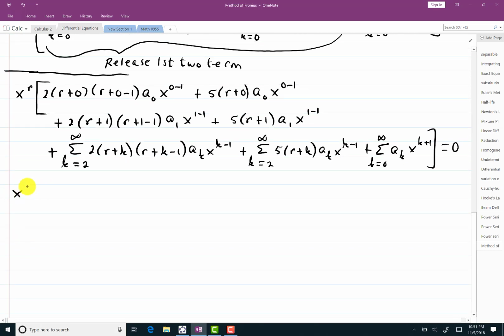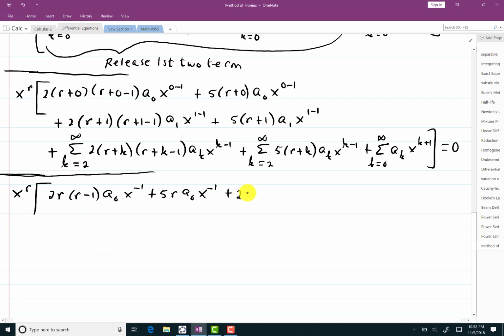Now, let me put my x to the r again, and I'll start a bracket. Here, I'm just going to simplify a little bit to get 2r times r minus 1, a sub 0, x to the negative 1, plus 5r, a sub 0, x to the negative 1, plus, and now going through this line right here, plus 2 times r plus 1 times r, a1, x to the 0, plus 5 times r plus 1, a1, x to the 0.